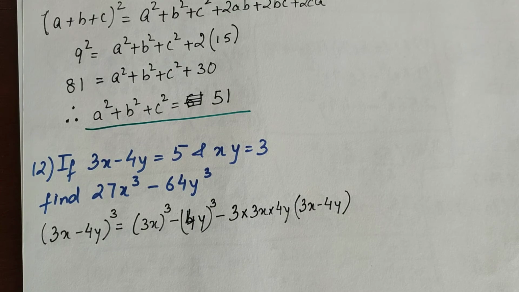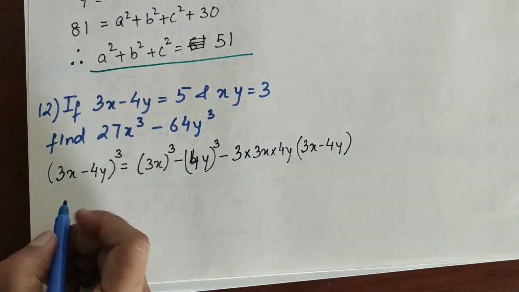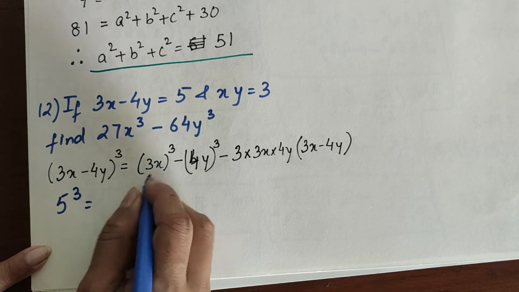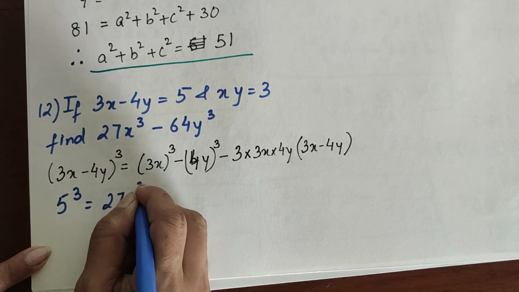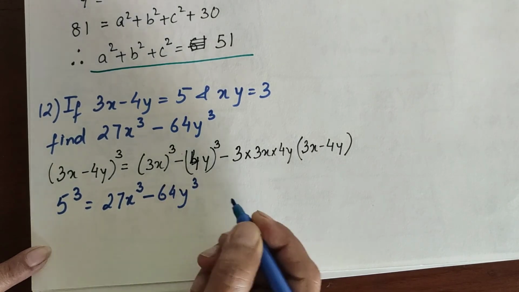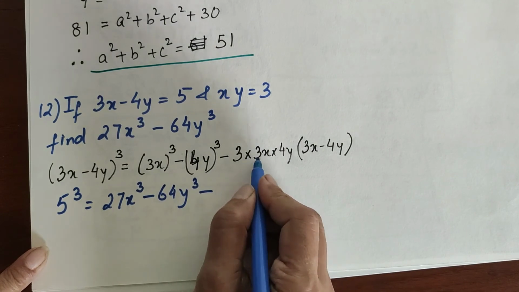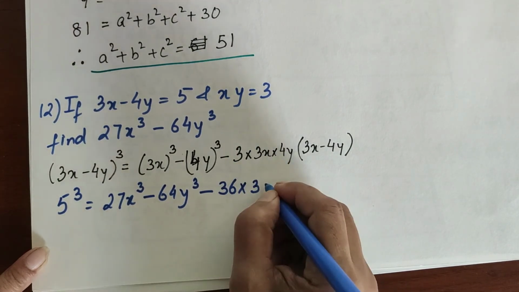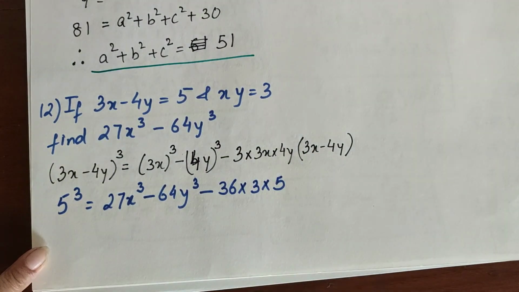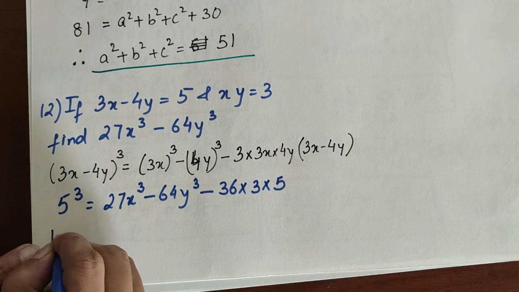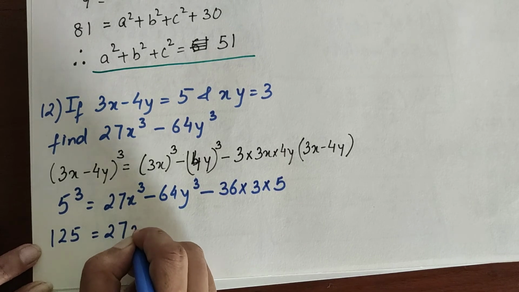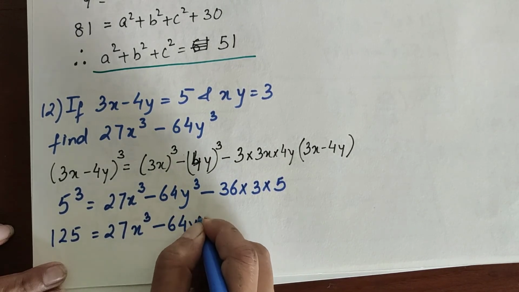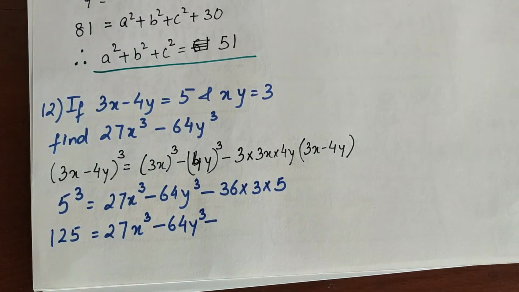So 3x minus 4y is 5, so here this side is 5 cube. So 5 cube is equal to 3x cube, which is 27x cube, minus 64y cube, minus 3 into 3, 9, 9 into 4 is 36, 36xy. The xy value is given as 3, so I can write 3 here, and 3x minus 4y is given as 5, so I can write 5 here. Now 5 cube is 125. 5, 5 is 25 and 5 is 125, is equal to 27x cube minus 64y cube minus 36 into 3 into 5, which means 36 into 15.